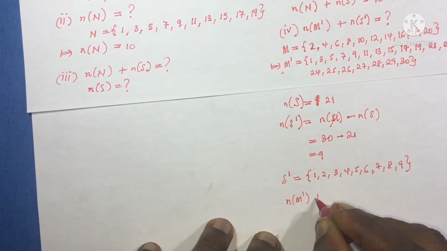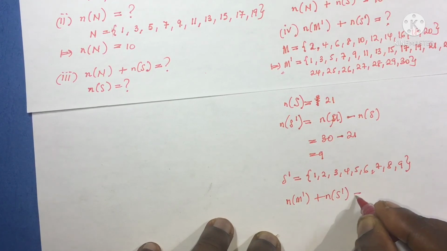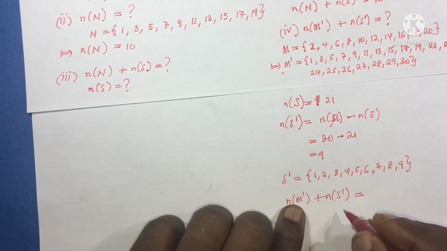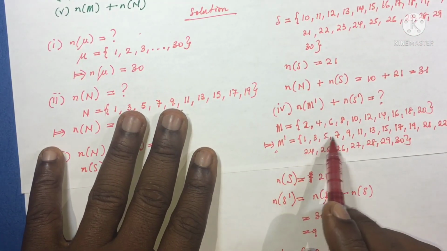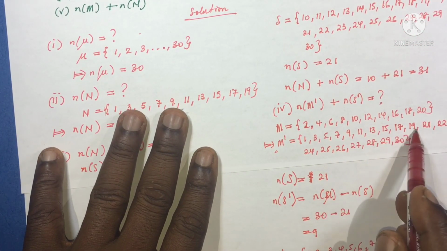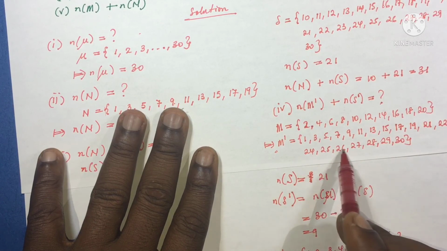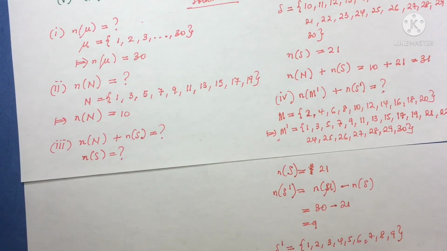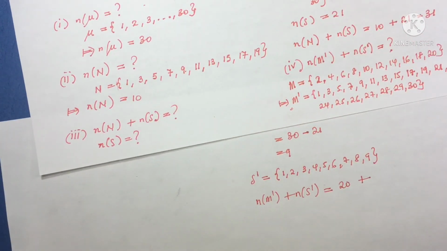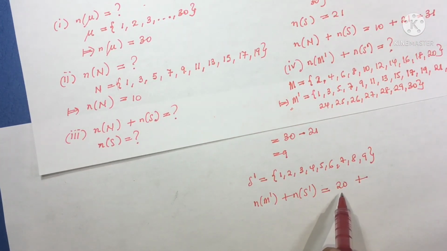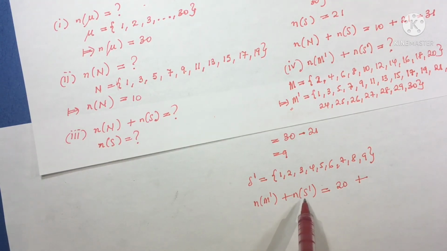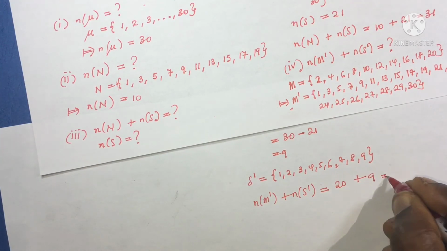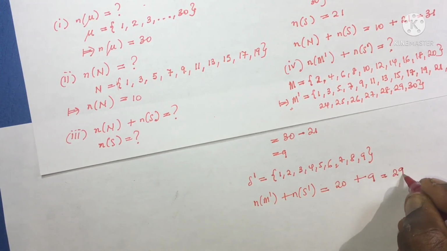n(M complement) plus n(S complement) will now give us, we obtained n(M complement) to be 1, 2, 3, 4, 5, 6, 7, 8, 9, 10, 11, 12, 13, 14, 15, 16, 17, 18, 19, 20. So I'm going to write here 20 plus n(S complement). So we have n(M complement) to be 20. n(S complement) would give you 9. And together it adds to give us 29.